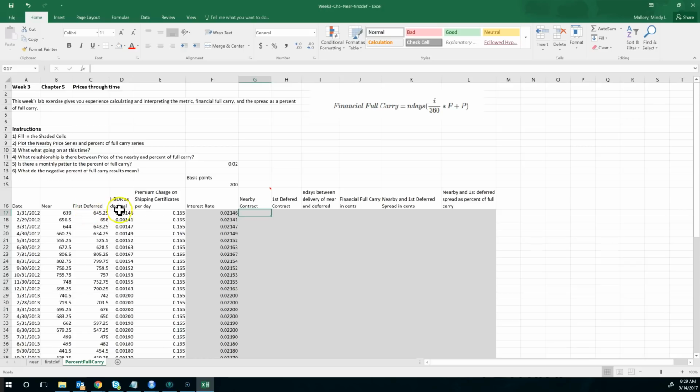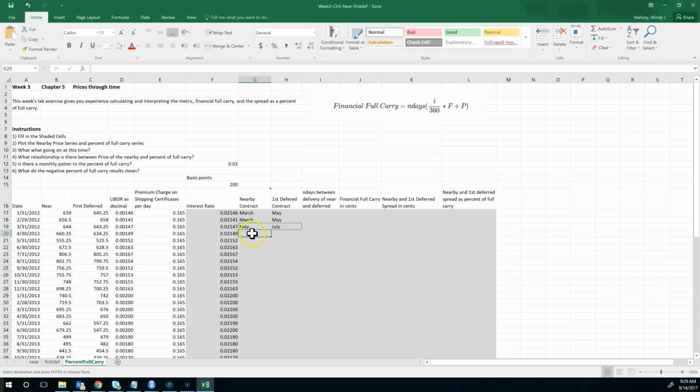And I'm not so concerned about the year here because that should be a little bit self-explanatory. So we'll just type in here the month. The nearby contract on January 31st should be March, right? So March, first deferred would be May, and that's going to be true in the next column. But on March 31st, the March contract will have expired and May becomes the nearby. And then July is the first deferred.